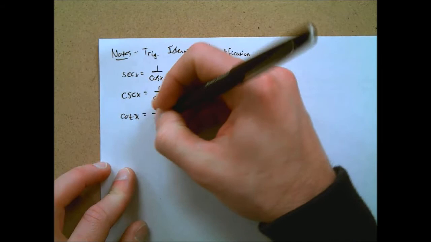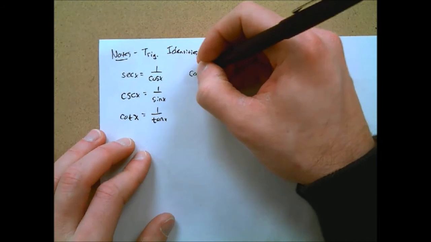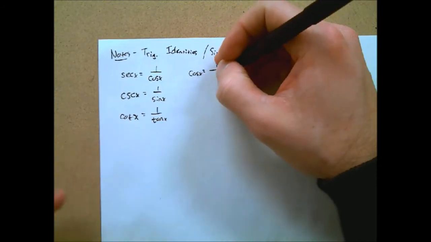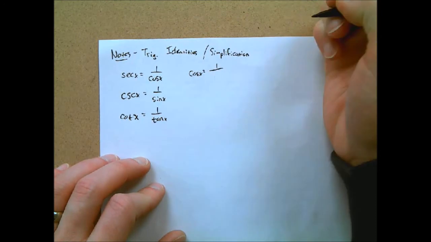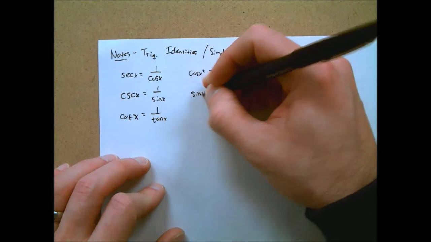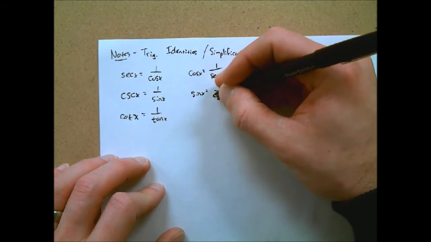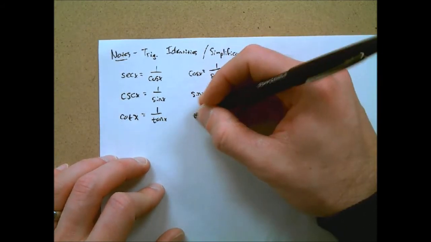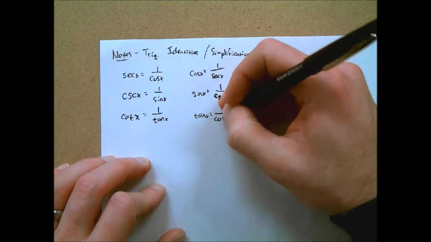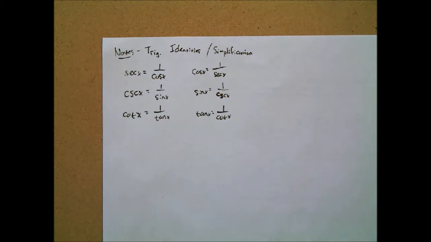And then of course you could do the same thing for cosine, sine, and tangent as well. Cosine of x is 1 over the secant. Sine of x will be 1 over the cosecant of x. And tangent of x is equal to 1 over the cotangent of x. Those you might call collectively the reciprocal identities, because they're all just reciprocal relationships.